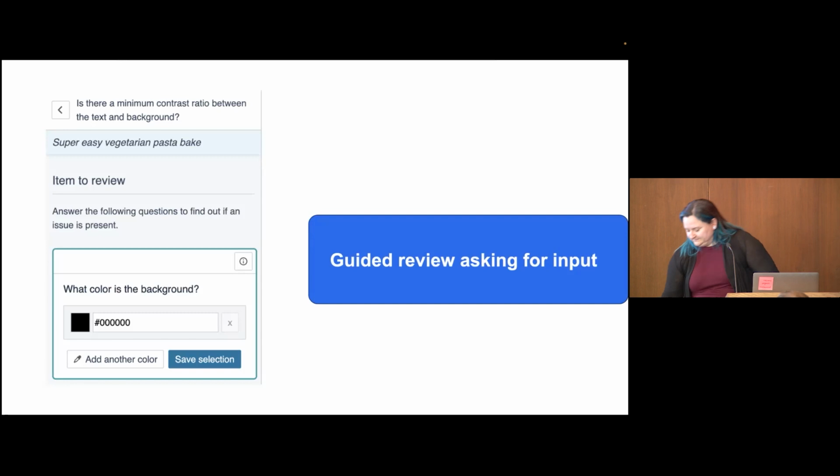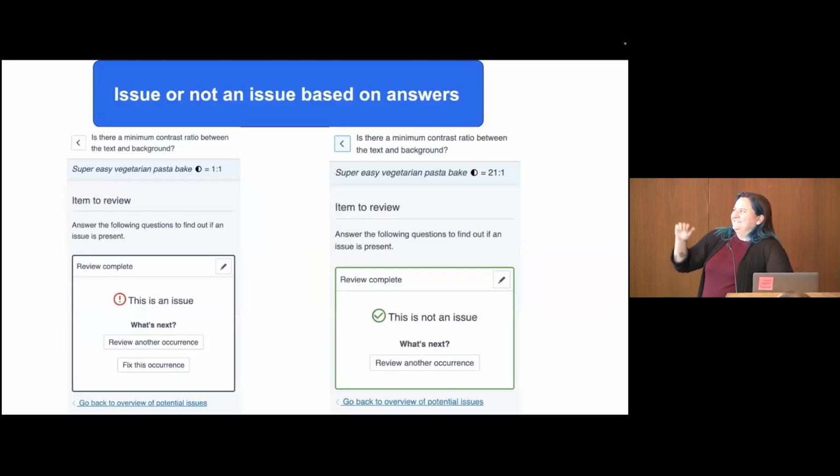It does a thing. By thing, I mean run script against it and do all that color contrast calculation for you. And then it decides if it is an issue or it is not an issue. So it's comparing those two color values together, the background color that you identified and the text color that we have saved in this case. If it is an issue, you'll get this notification that's on the left that says, is an issue, what's next, review another occurrence or fix this occurrence.